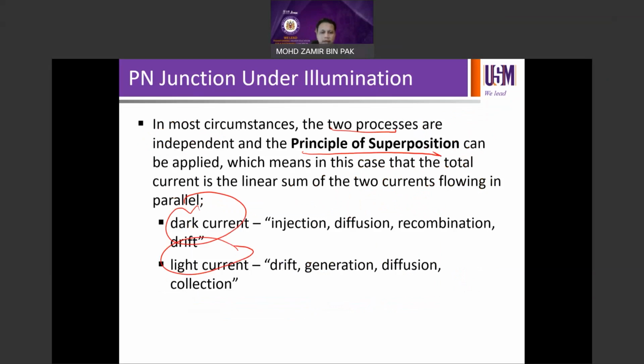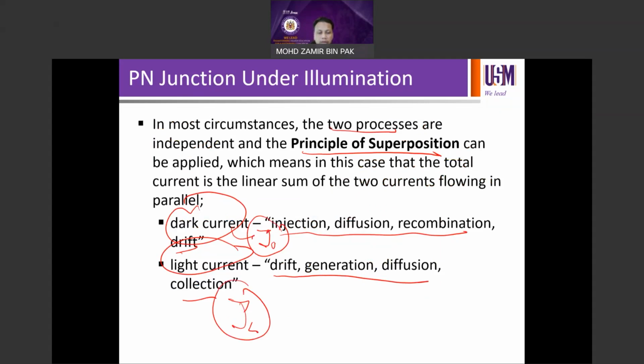Okay, dark current, if you go back here, will follow this injection, diffusion, recombination, and drift phenomena, right? And this dark current will eventually create the leakage current, J naught. The light current, on the other hand, follows the drift, generation, diffusion, and collection phenomena or sequence, and this will contribute to JL, the light generated current. So we're going to see later on how these two J's, J naught and JL, are correlated to each other.